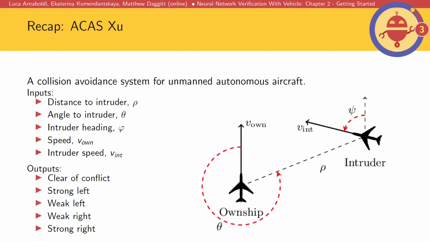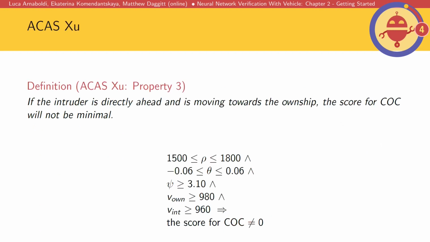So this is a reminder of how the ACAS Xu problem looked. Everyone is okay with this? Everyone remembers? No need to recap? Okay. We will try to verify property 3 because it's easier than property 1. At the end of this lecture, I will tell you why property 1 is too difficult for the first exercise. So let's go to property 3.